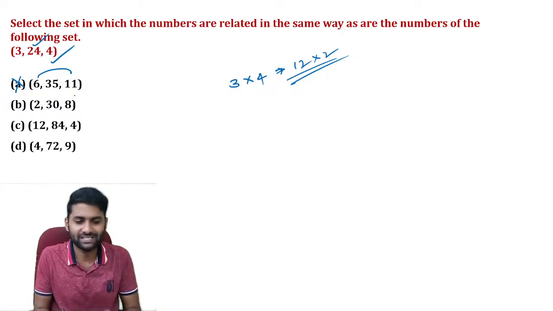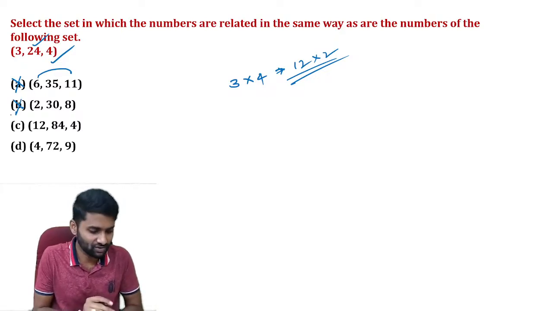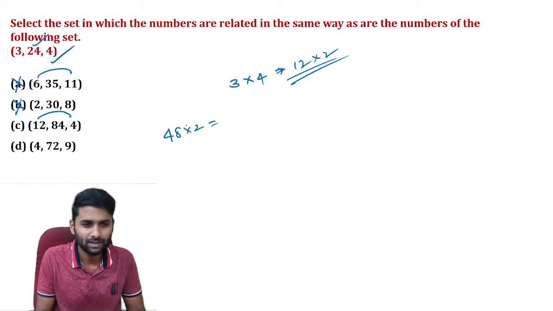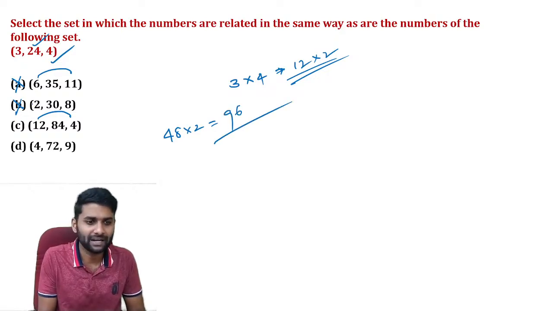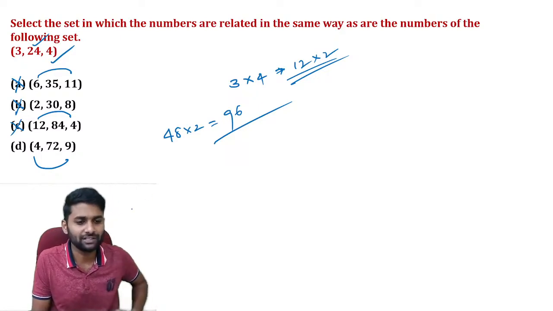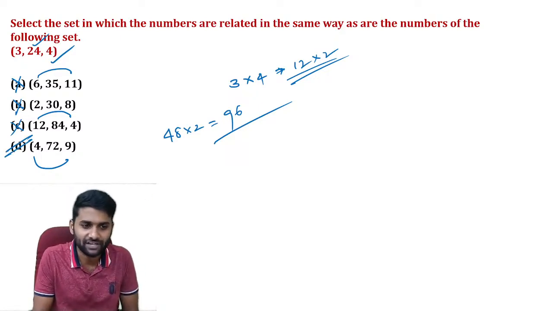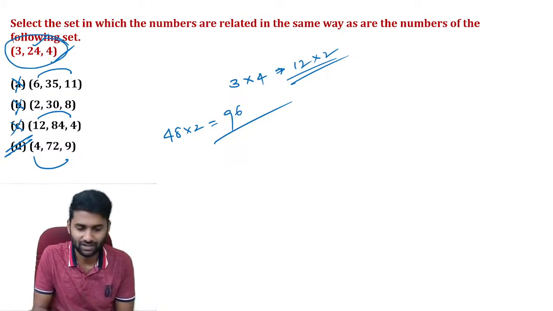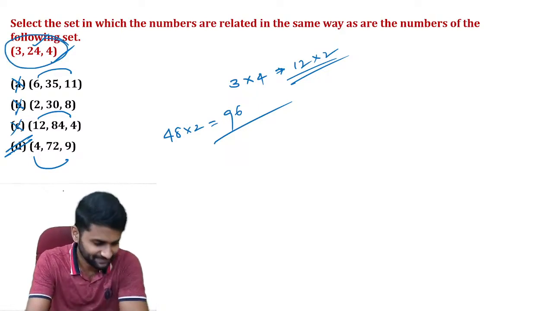Now 8 into 2 is 16. Double the number is 32. B is not a valid answer. Now 12 and 4. 12 fours are 48, multiplied by 2, it becomes 96. C is also an invalid option. Now here the option D: 9 into 4 is 36. Double of 36 is 72. Yes, it satisfies the same relation as given in the question. That's why D is the correct answer.